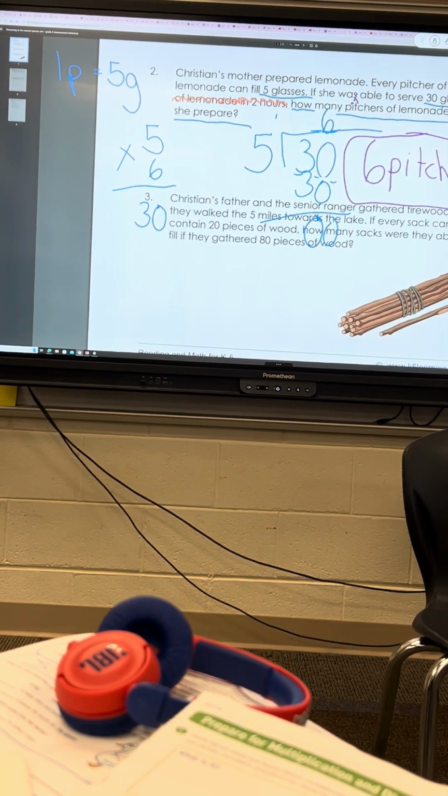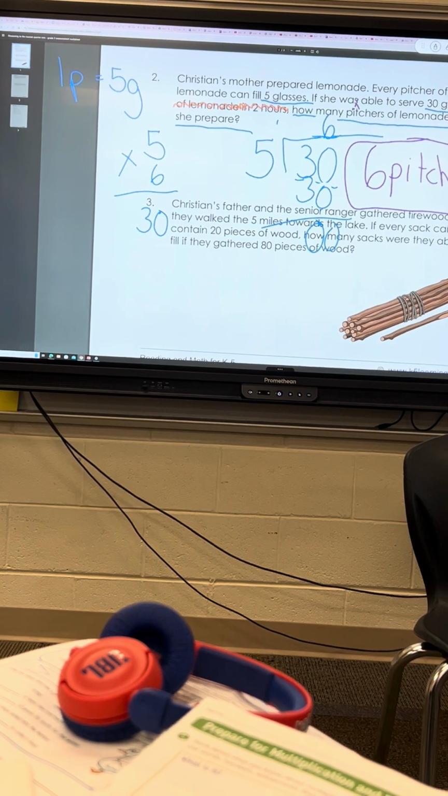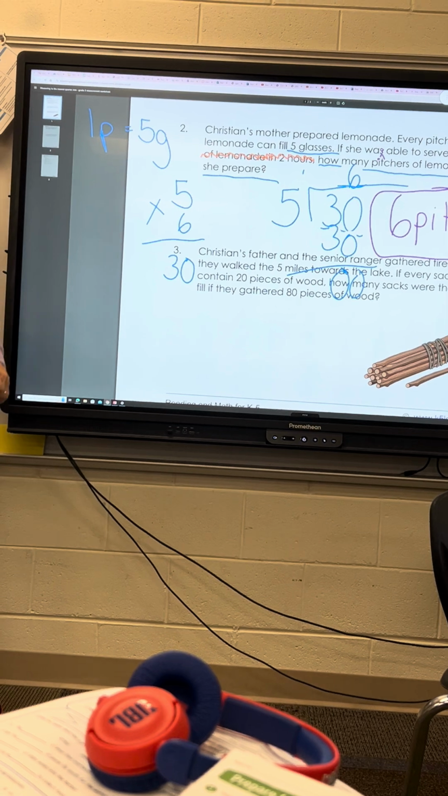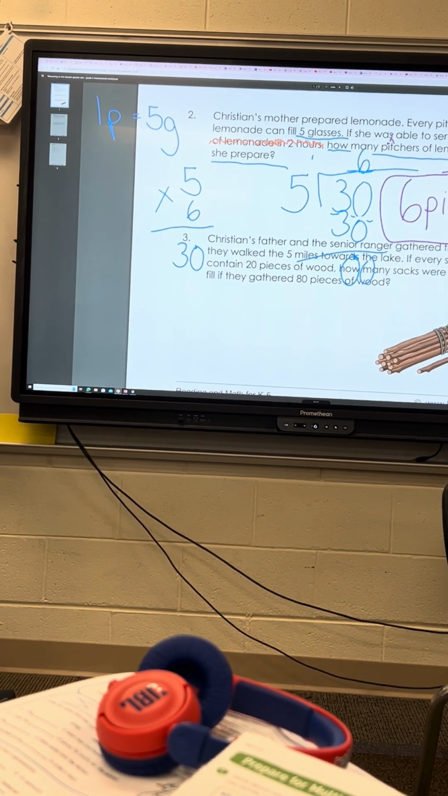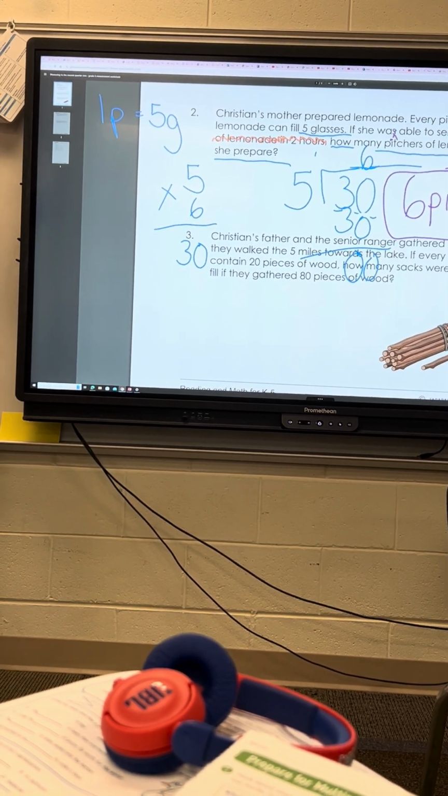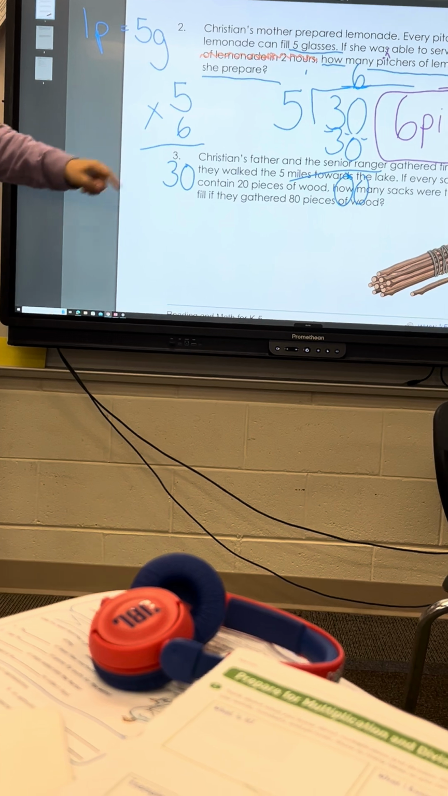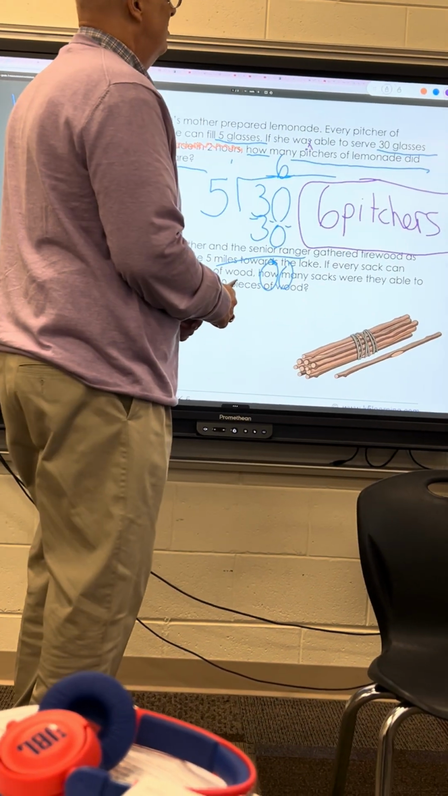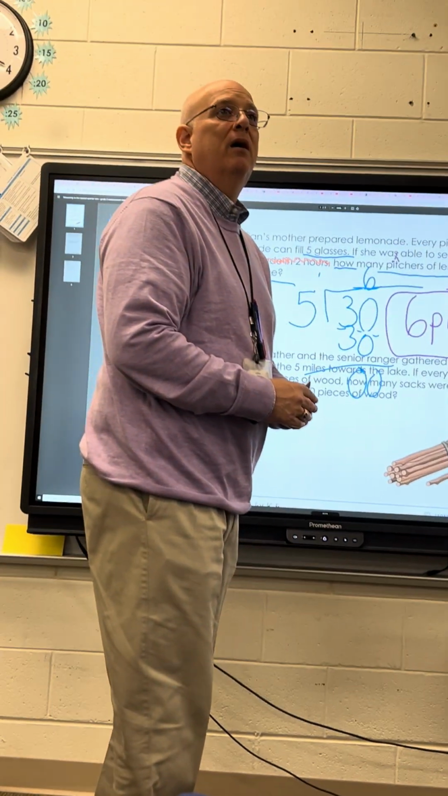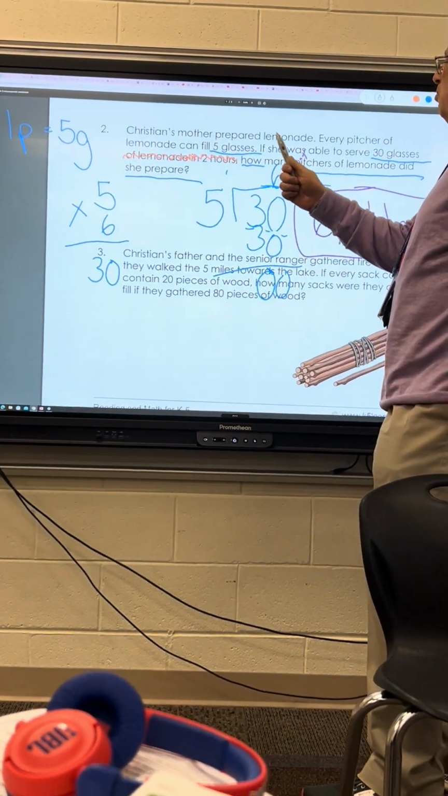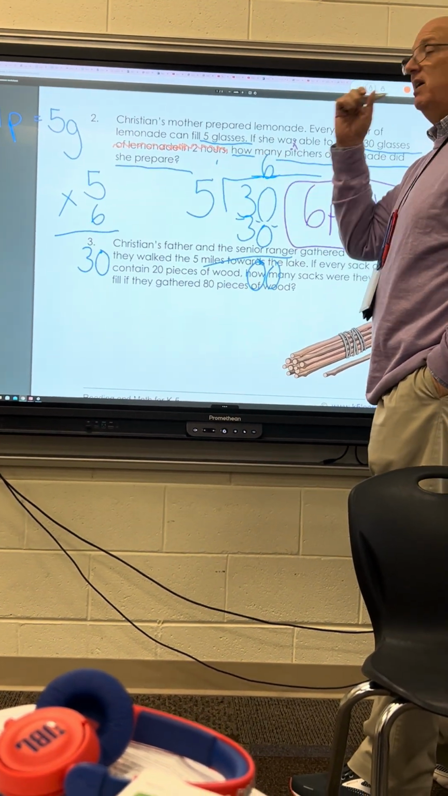Okay. Now, Kyrie said we could skip count by 5. And we could. 5, 10, 15, 20, 25, 30. Is that what we got? Yes. When you get into the bigger numbers, skip counting is gonna be, how do I put it, not your friend. So that's why we did this one. I don't want to call it an easy one, but it seemed easy for you.